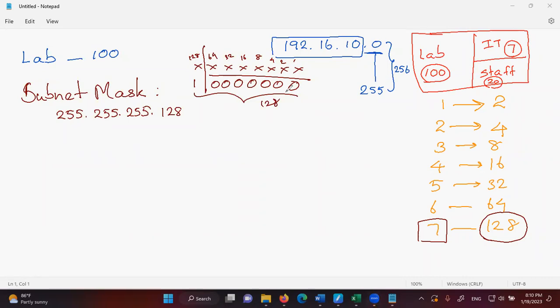So we have 0 to 255 numbers in this IP block. Then we are going to divide a subnet from those IPs which has 128 numbers.